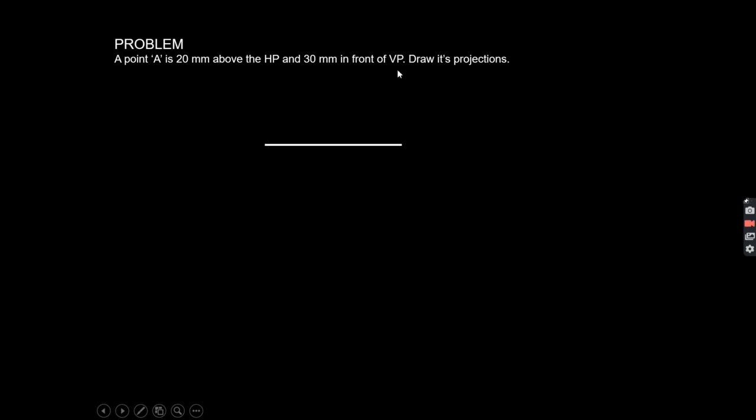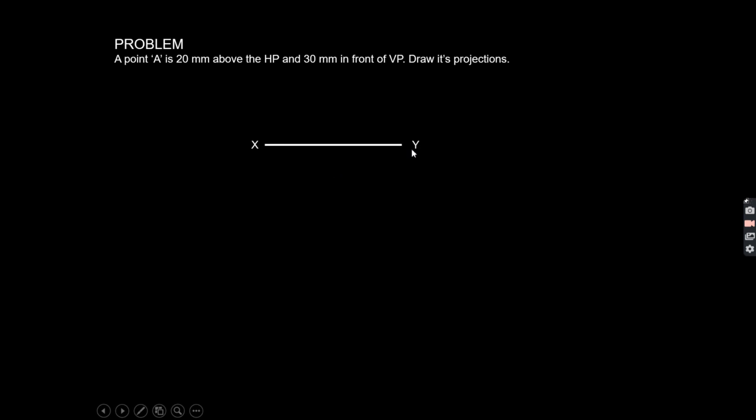Some example problems on projection of points. So here is the first example. A point A is 20 mm above the HP and 30 mm in front of VP. Draw its projection. Okay, so if the point is 20 mm above the HP, means it can be either in the first quadrant or second quadrant. Now it is given that your point is 30 mm in front of VP, means your point is in the first quadrant.